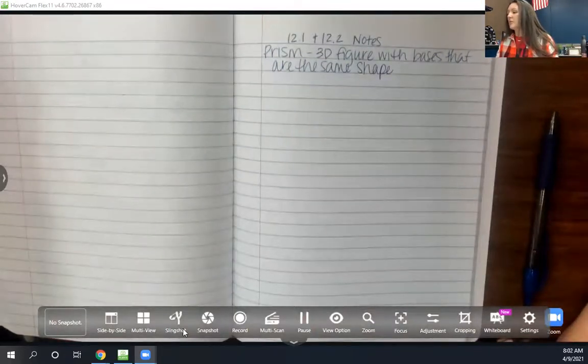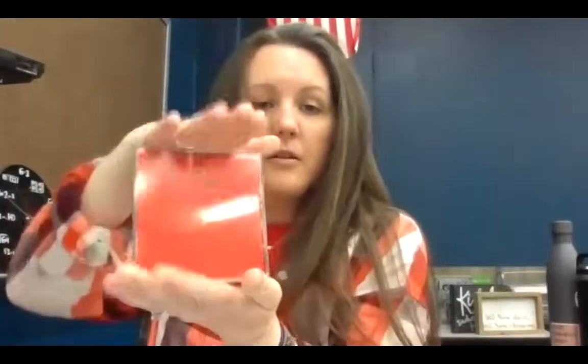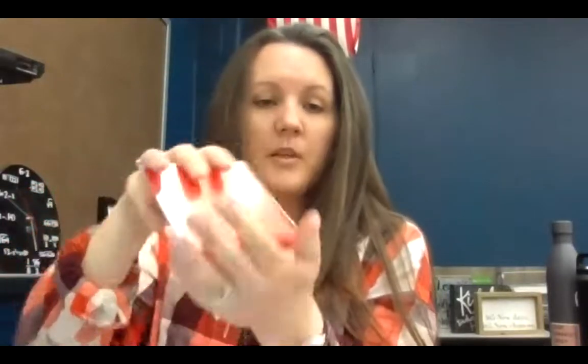So let me stop sharing this. All right, so let's look at this one. Here's a prism here. This is a triangular prism, and we know that because the base, top and bottom, is a triangle.